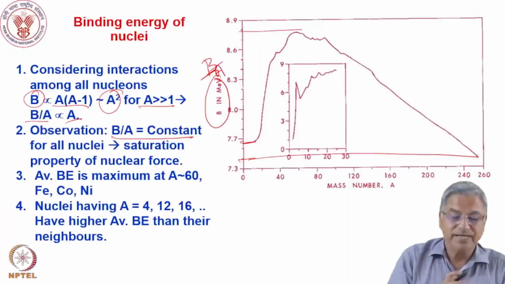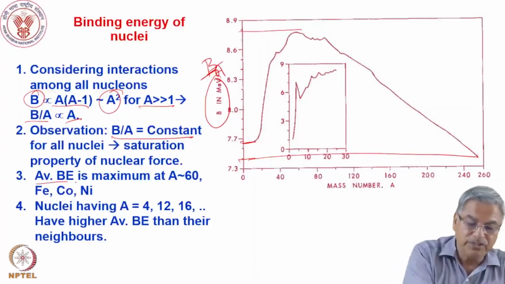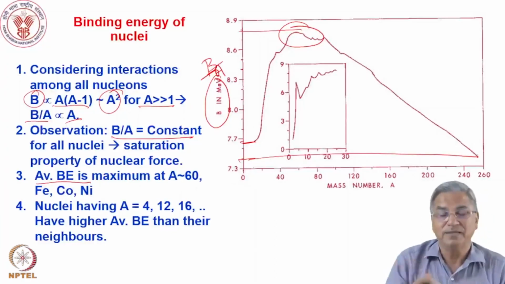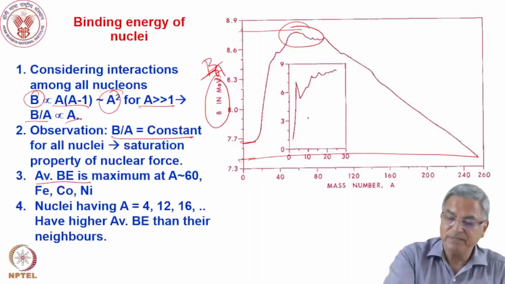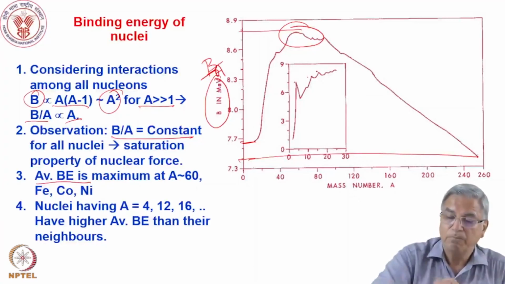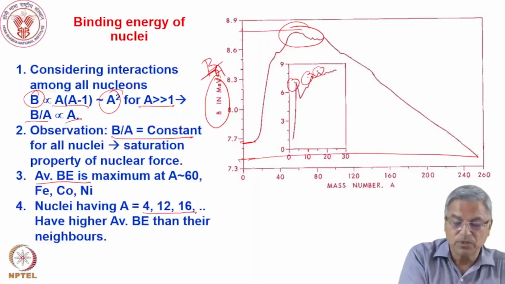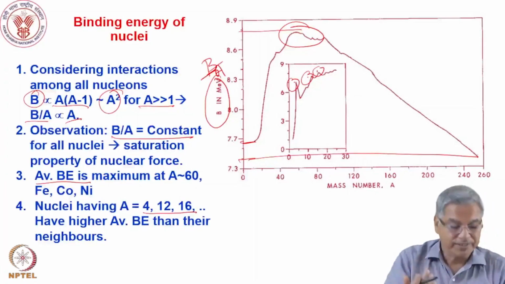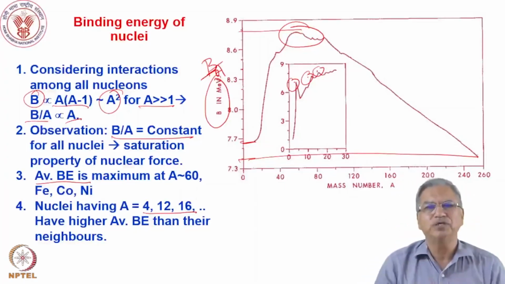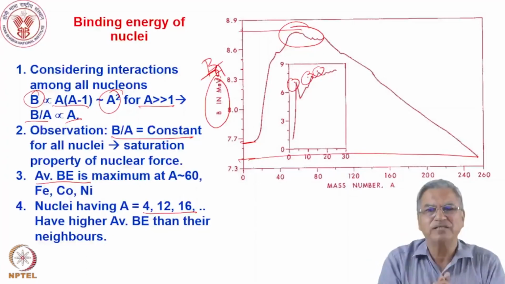Another important observation is that the average binding energy is maximum at about mass number 60, like iron, cobalt, nickel. These are the atoms having the highest binding energies. And if you see the inset here, the inset is from 0 to mass number 30. There are sharp peaks in the binding energy curve corresponding to 4, 12, 16 and so on. So that means these nuclear mass numbers have higher binding energy than their neighbors. So essentially we start getting an idea about how the nucleons are bound inside the nucleus.